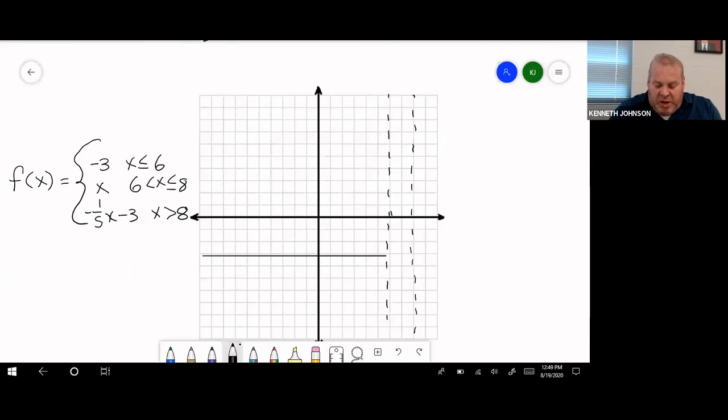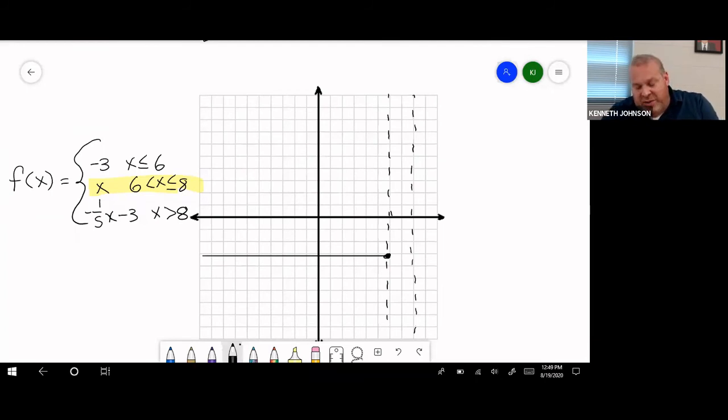And then I have to look. Well, this says that x is less than or equal to, so it can be equal to. So I'm going to make a filled in dot at 6.